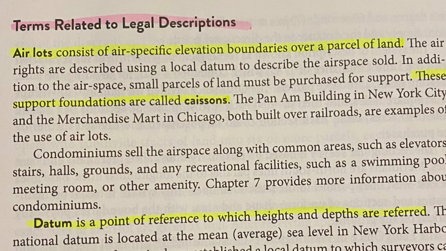Terms related to legal descriptions. Air lots consist of area-specific elevation boundaries over a parcel of land. These support foundations are called caissons. Datum is a point of reference to which heights and depths are referred. A benchmark is a brass marker embedded in a road or permanently attached to a tree or iron post to give the elevation based on the official datum.